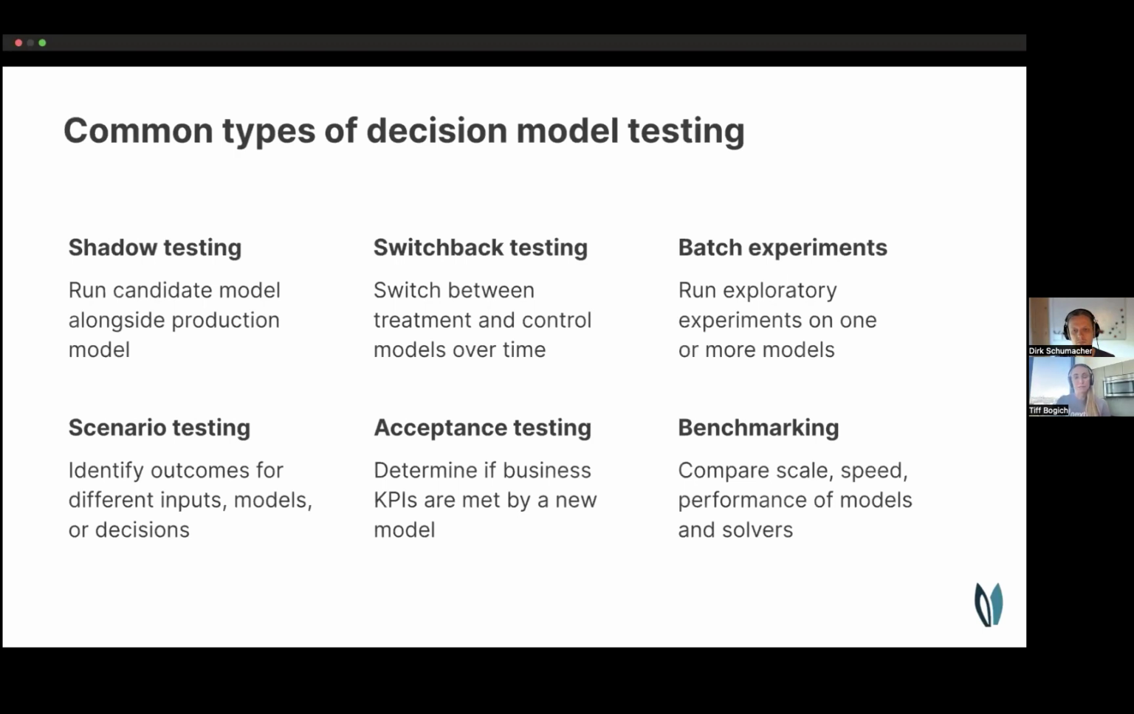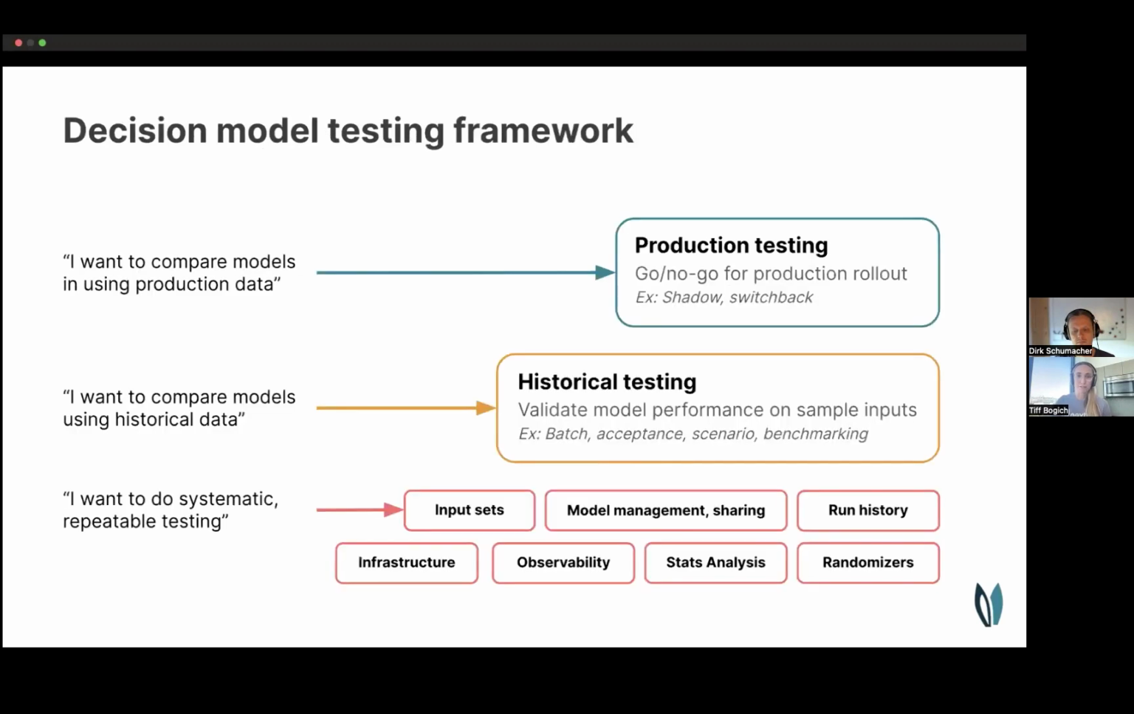What we're trying to do is give shape to this universe. So we like to group things in this way. Thinking about shadow and switchback testing together as a group of production tests. You might call these online or real-time tests, but they have similar traits. And then in addition to that, there's historical testing. That's where we would bucket things like batch, acceptance, and scenario tests. These are things operating on previous runs, so historical data, hence the name.